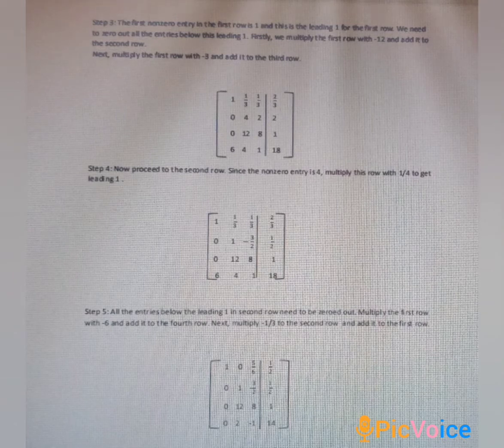Step 4, proceed to the second row. Since the non-zero entry is 4, multiply this row with 1 over 4 to get leading 1. So it will change to 0, 1, negative 3 over 2, and 1 over 2.